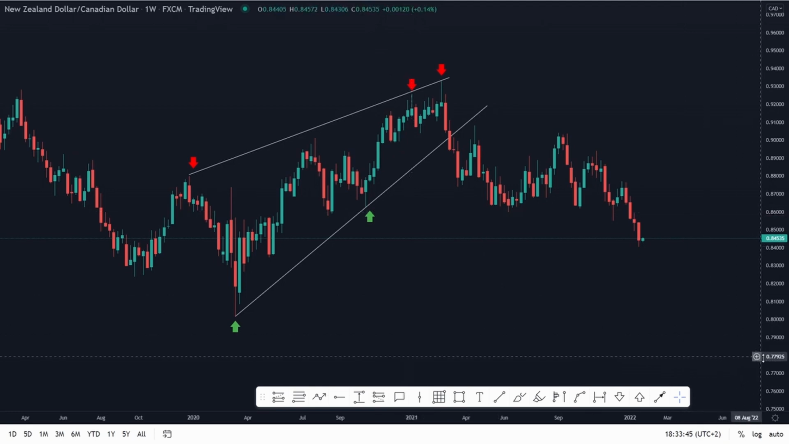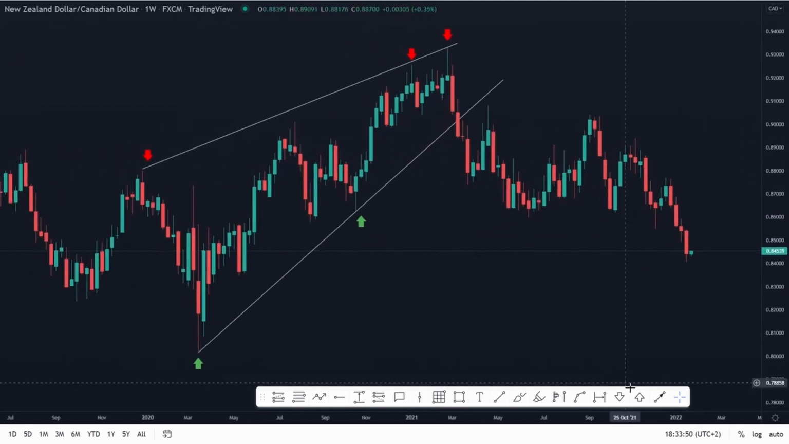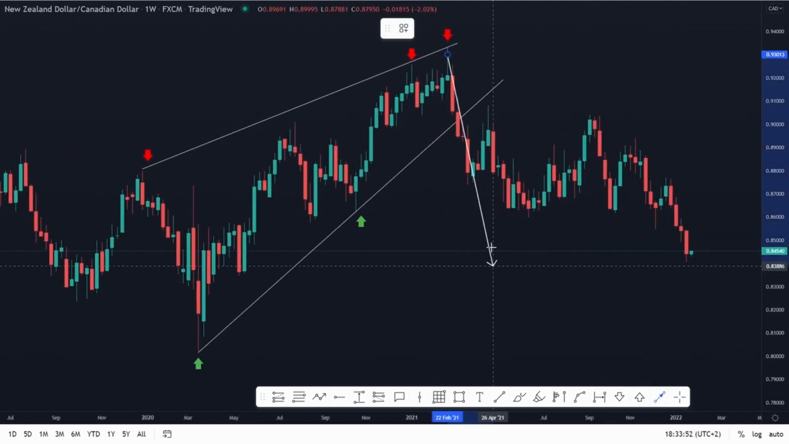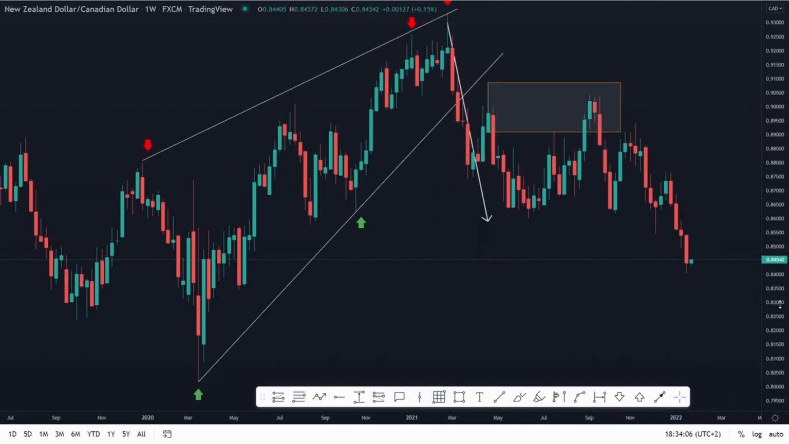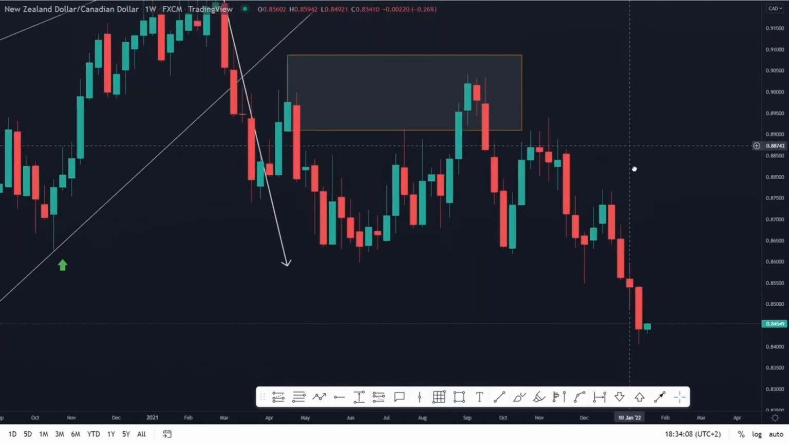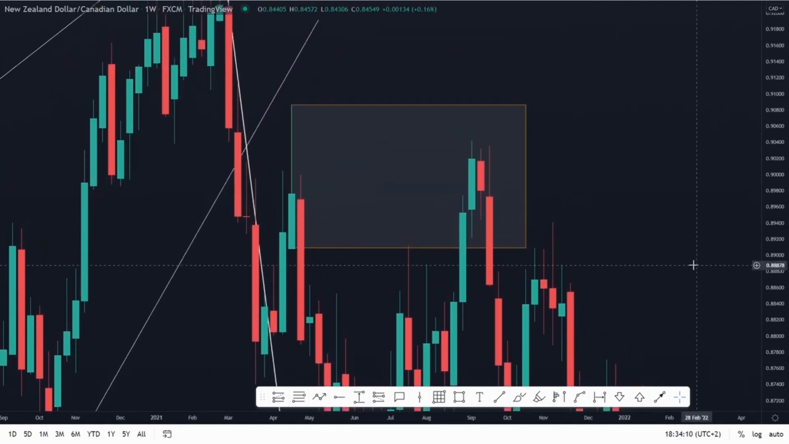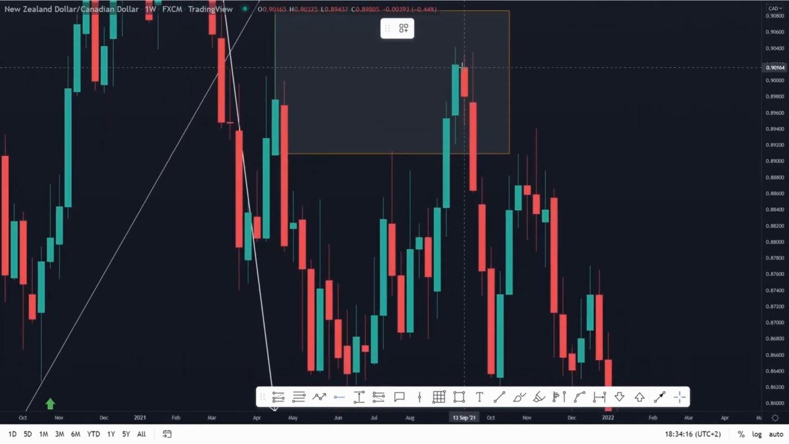So to sell from this, we can see that the market broke through, consolidated a little bit, made a zone from here. So meaning you can wait from this side, and then you will look to sell from here.